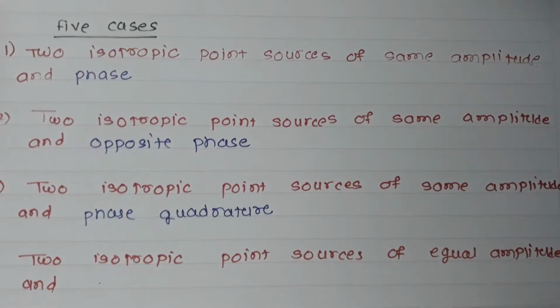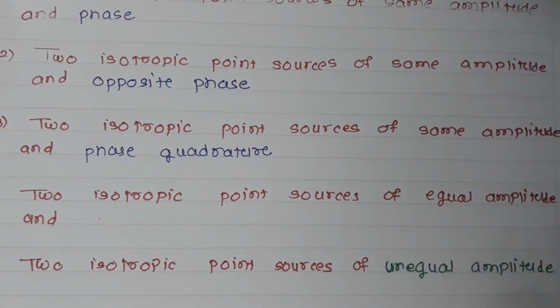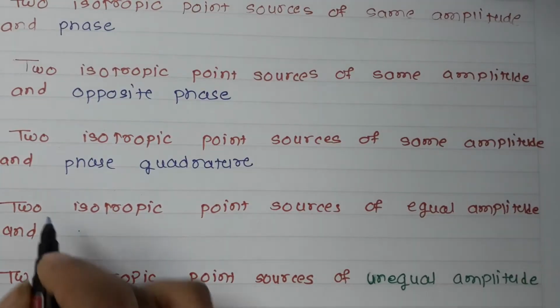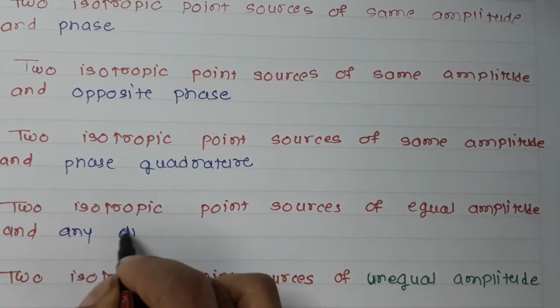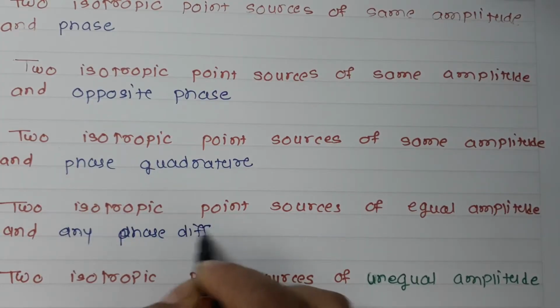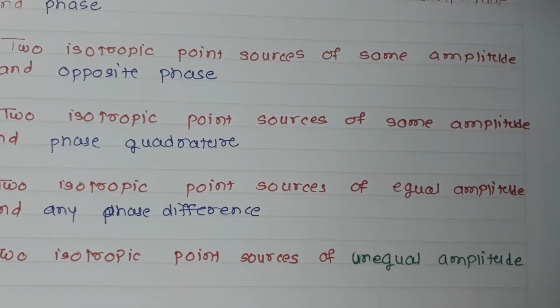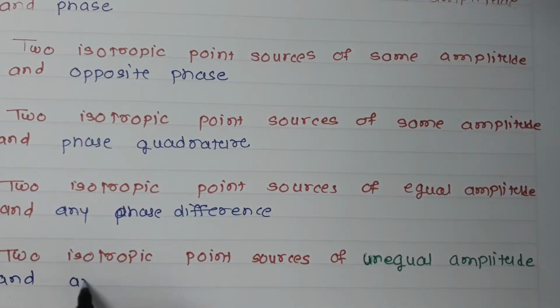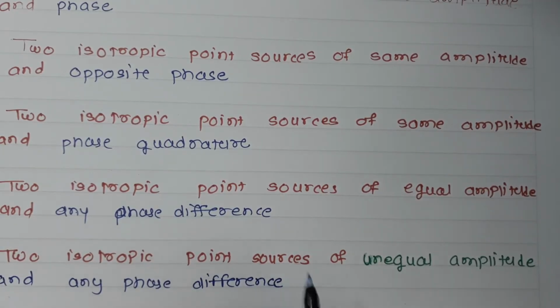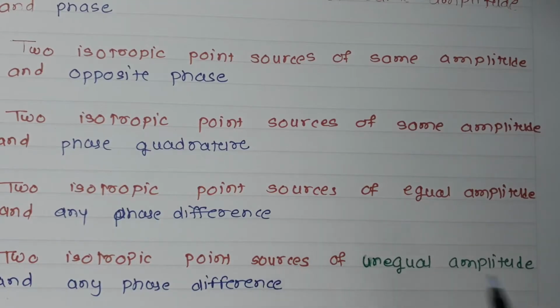The fourth case which we are going to discuss is nothing but the two isotropic point sources of equal amplitude and any phase difference. And the last case which we are going to study is nothing but the two isotropic point sources of unequal amplitude and any phase difference. So till the fourth case we are having equal amplitude: same phase, opposite phase, phase quadrature, any phase difference, but in the last one we are having unequal amplitude and any phase difference. So let us discuss each and every case separately.